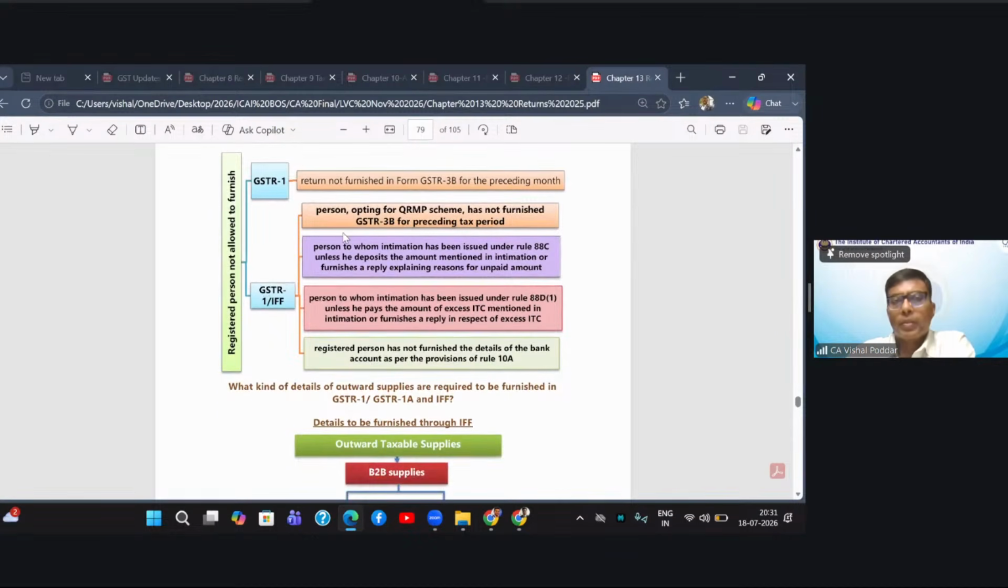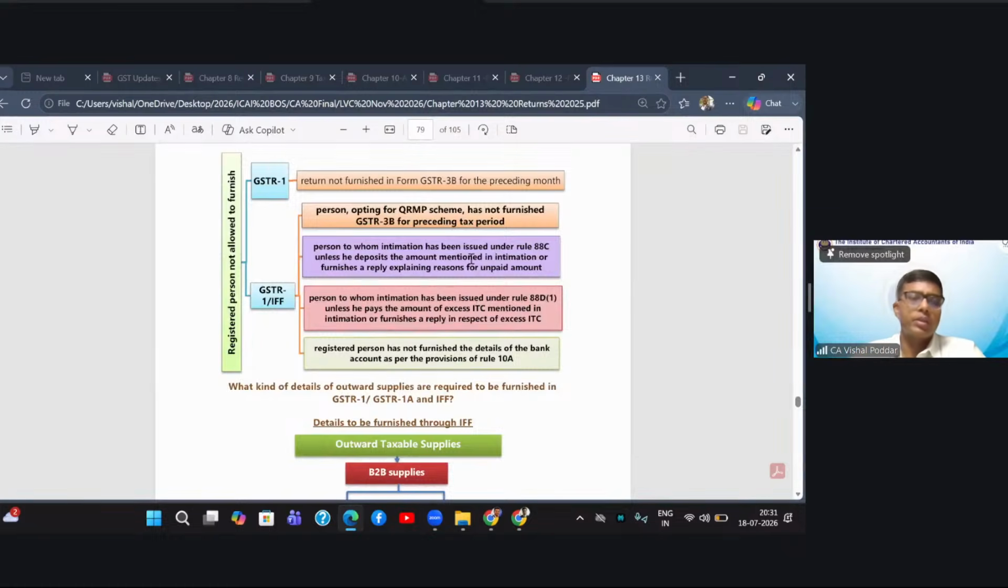Similarly, GSTR1 and IFF both are not allowed where the person who is opting for QRMP has not furnished 3B of the last quarter, or a person to whom intimation has been issued under 88C, unless he deposits the amount mentioned in the intimation or furnishes a reply explaining the reasons for the unpaid amount. Similarly, a person to whom intimation has been issued under 88D, unless he pays the amount of the excess ITC mentioned in the intimation. So wherever there is a difference in GSTR 1 and 3B, you are given an 88C notice; wherever there is a difference in 2B versus 3B, you are given an 88D notice.